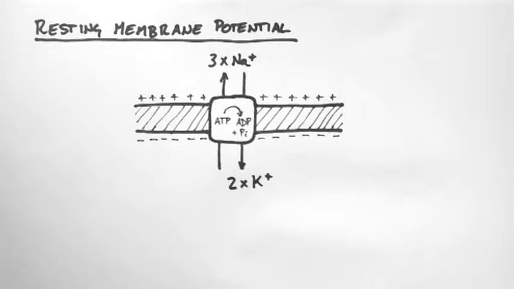Because some of the ions can flow across the membrane by other means, a steady state is eventually reached. And this means that the voltage across the membrane stays constant. This is called the resting membrane potential. And in neurons, this potential is about 70 millivolts in magnitude.